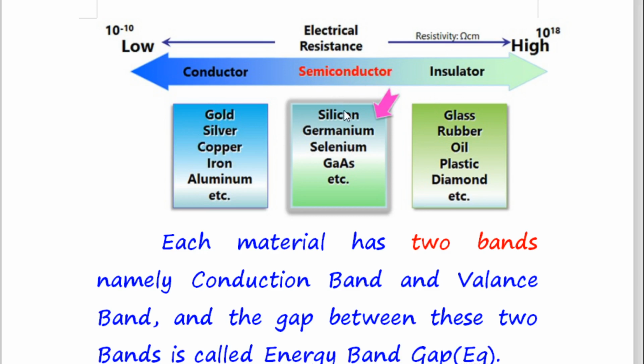In between, silicon and germanium are the examples of semiconductor, and insulators have very high resistivity. So glass, rubber, oil, plastic, diamond, these are the examples of insulator. So insulators conduct neither heat nor electricity.